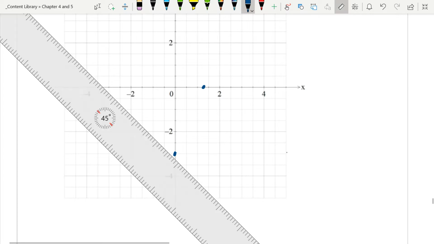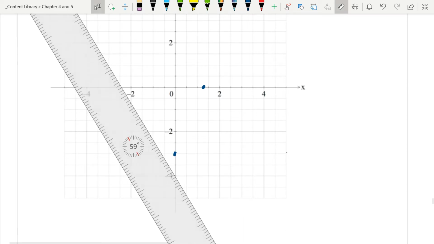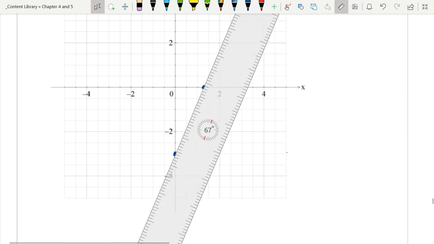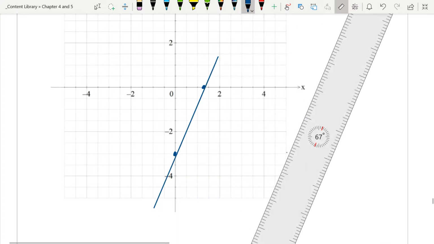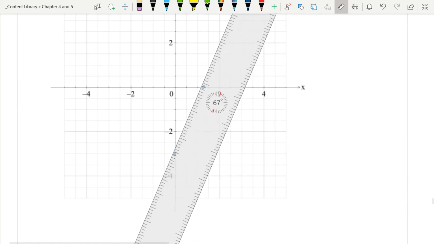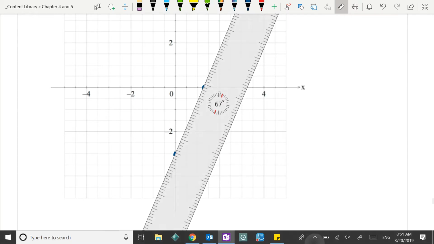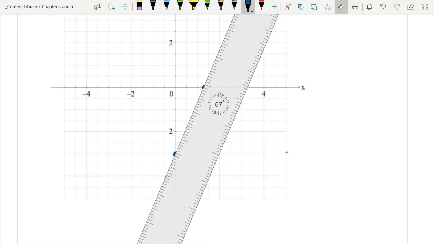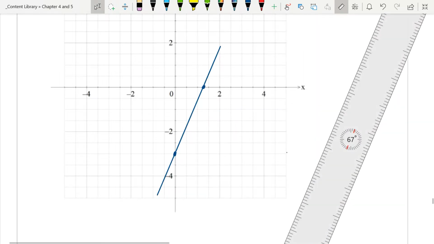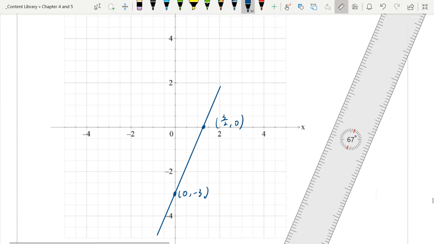Oh, I have the 2. Okay, thank you. Yes, good, that works. So I will have 3 over 2, comma 0, and 0, comma negative 3. This is my linear graph.